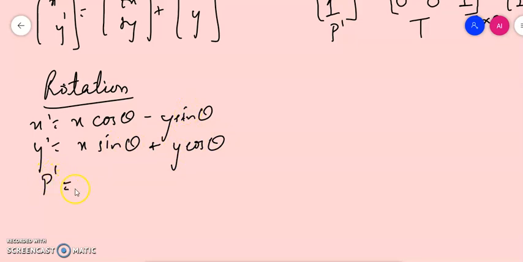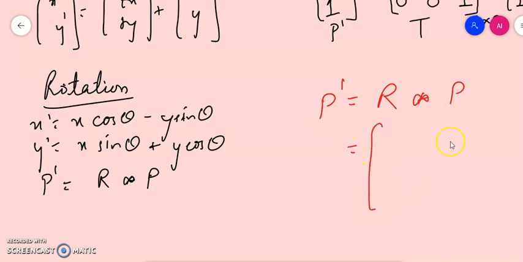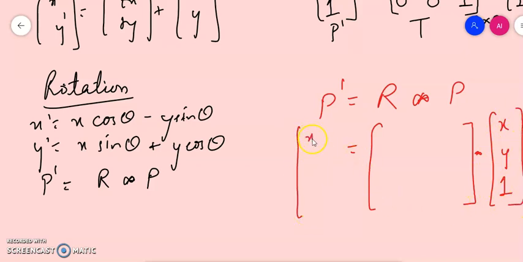And how do I write it? P dash is equal to R multiplied by P, right? So my operation for my homogeneous thing will be P dash is equal to R dot P. That is fine. Now how do I write it? Using a 3 cross 3 matrix multiplied by my point matrix, that is x y 1, and give me the value x dash, y dash and a 1.